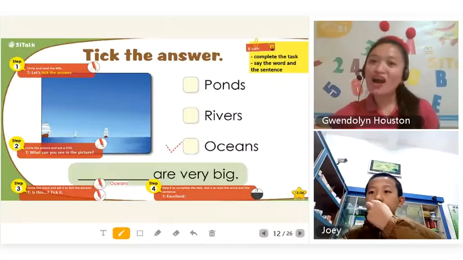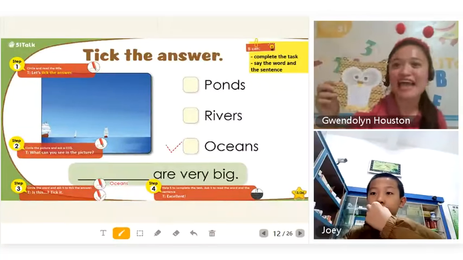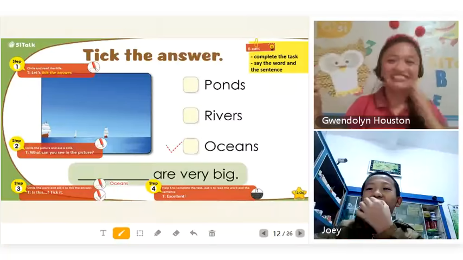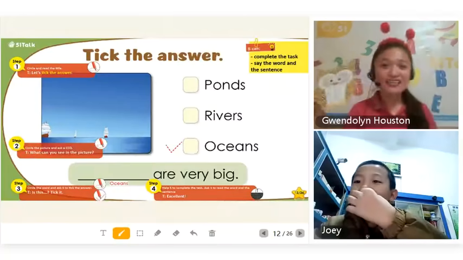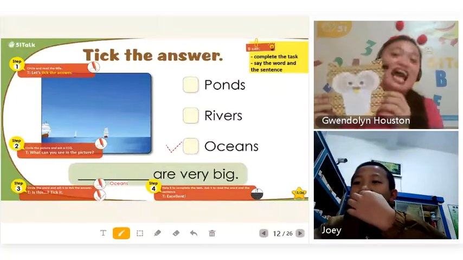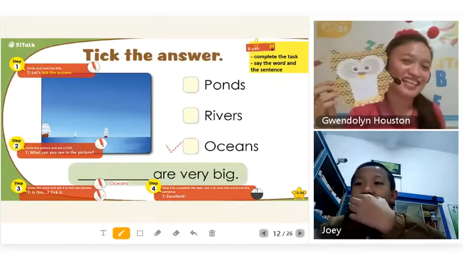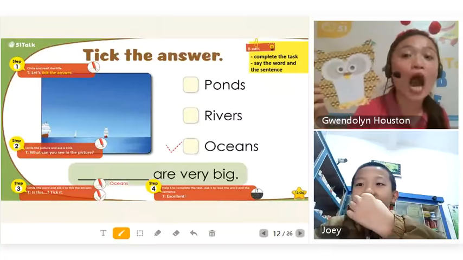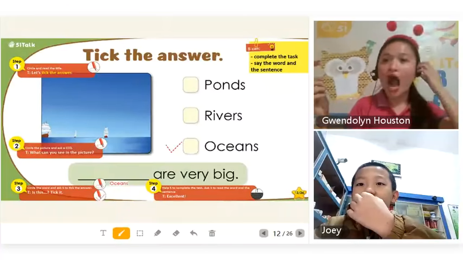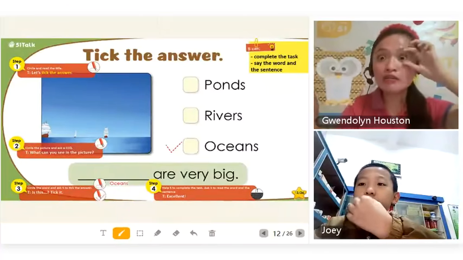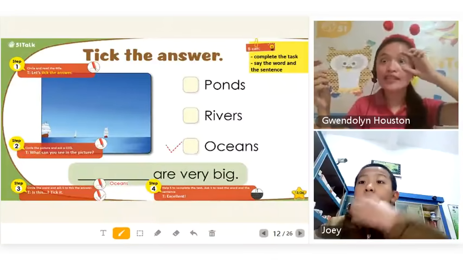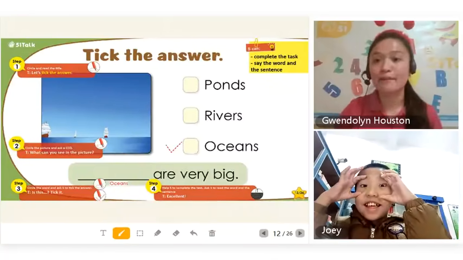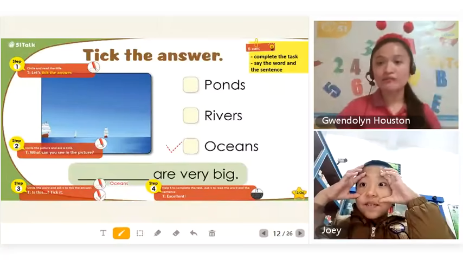And how about this one? Is this an ocean? What's your answer? Yeah, this is not an ocean. This is an animal. So what animal is this? This is an owl. Say it, owl. Owls have very big eyes. Look at this. They have very big eyes.